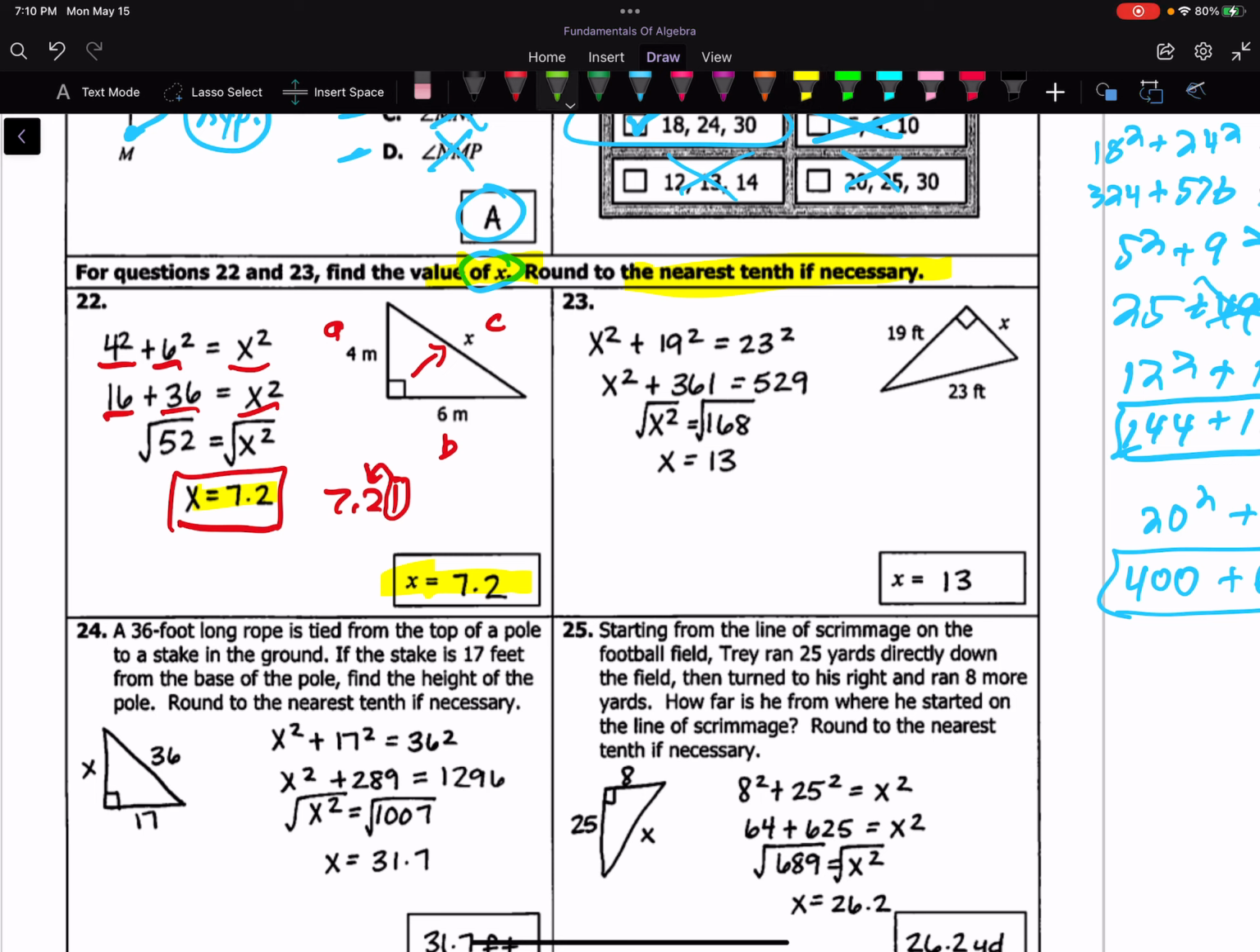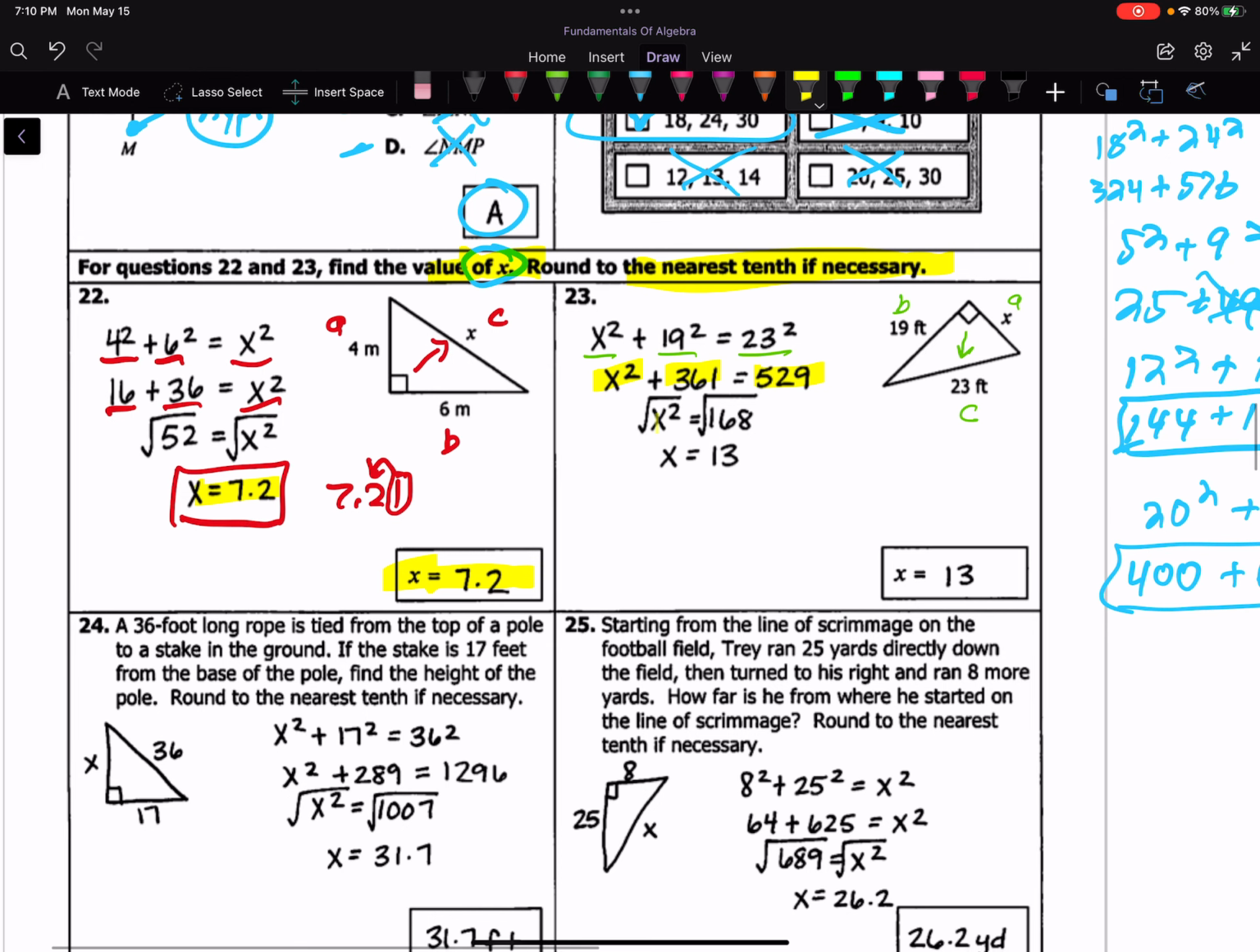Let's do it in green. We can have this as A, this is B, and this is C. Remember, C is always the one opposite the square, and it always happens to be the longest line. So we have x squared for our A, 19 squared for our B, and 23 squared for our C. 19 squared is 361, 23 squared is 529. We're going to subtract 361 from both sides, and we get x squared equals 168.